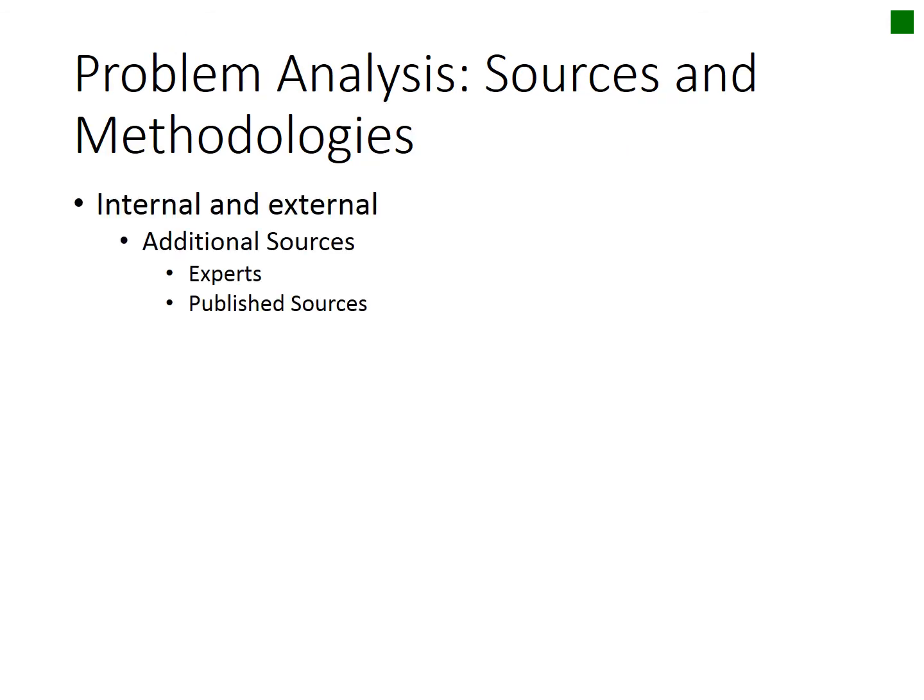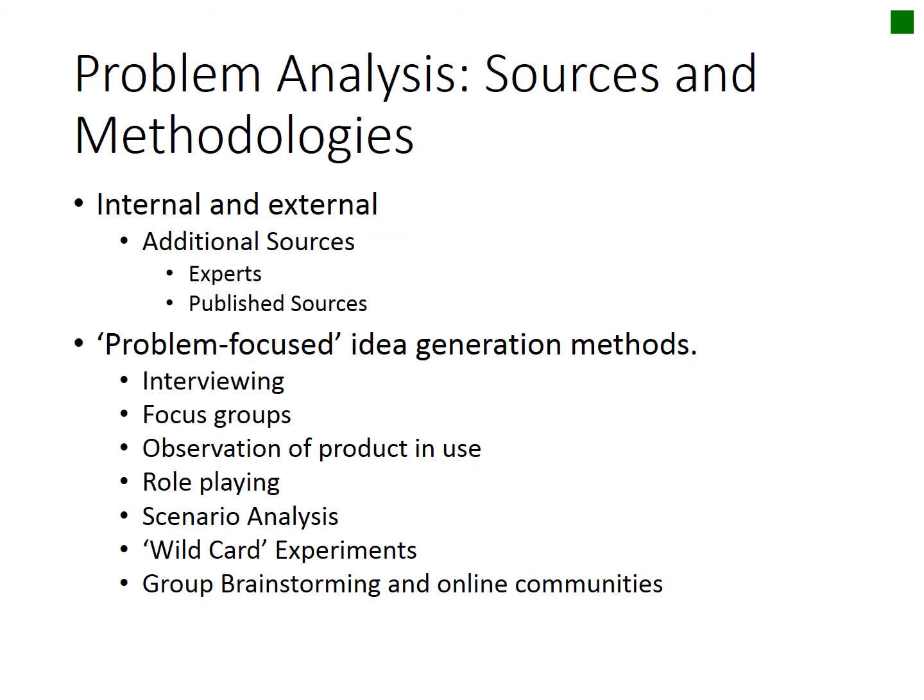As we know, there are many different internal and external sources of information as they relate to problems that the consumers may have with products. So we want to make sure that we review those, both internal and external sources. But ultimately, with whomever we speak to, we have a number of different methods that we can use in order to gather information. So these methods, as we look through them, include interviewing focus groups, observation studies, role-playing scenario analysis, wildcard experiments, and then also brainstorming sessions.